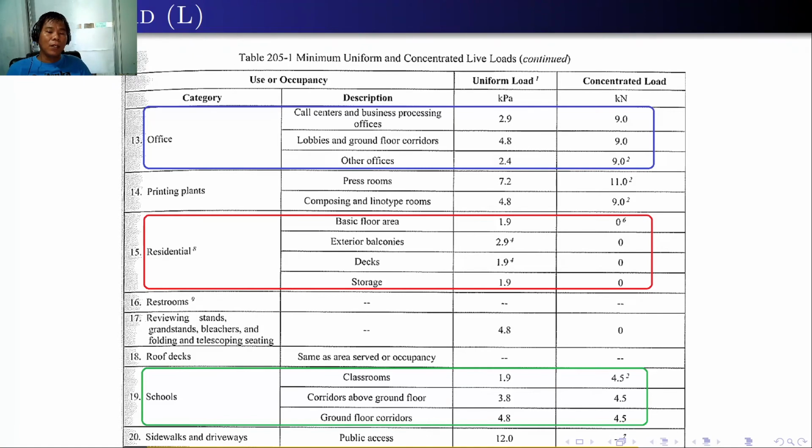For residential, normally we use the basic floor area, which is 1.9. For the decks, 1.9, and the storage also 1.9 kilopascal. But for the exterior balconies, because there is a tendency that there will be overcrowding, we have a heavier uniform load of 2.9 kilopascal. For schools, the classrooms need 1.9 kilopascal with a concentrated load of 4.5 kilonewton. For corridors above ground floor, 3.8, much heavier. For ground floor corridors, 4.8 kilopascal.